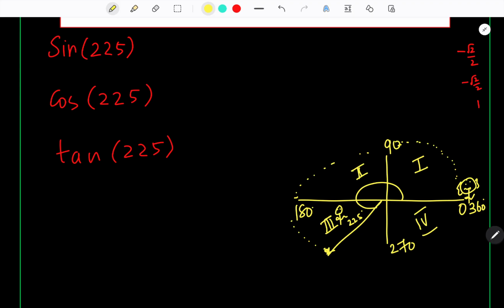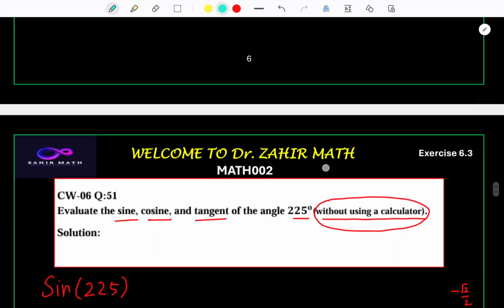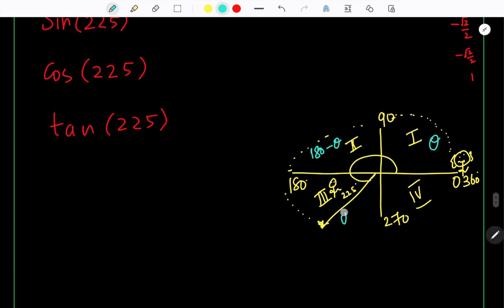Okay, right. Just now I taught reference angle, right? What is the formula I gave? Here theta is theta itself. Here I said 180 minus theta. If you want the formula, I'll show you again, no problem. 180 minus theta, it's here. And then theta minus 180. Here I gave theta minus 180, right? And then here I gave 360 minus theta.